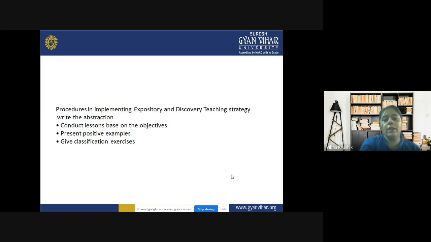Procedures in implementing exploratory and discovering teaching strategies. Write the abstractions. Conduct the lesson based on the objectives that you have framed. Present positive examples, means the teacher should present some examples in front of the learners. Give classification exercises to the learner.